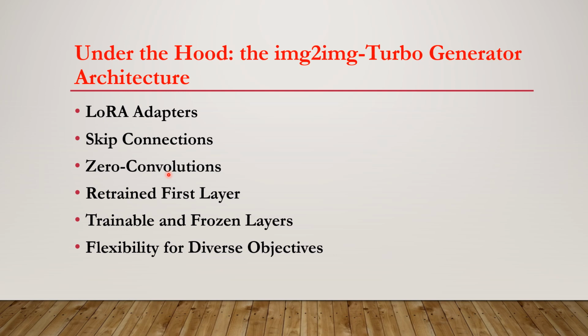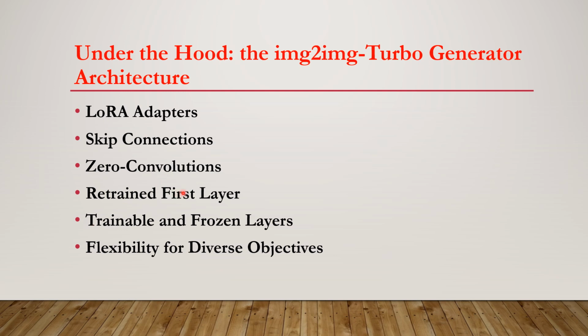Then zero convolutions. Well, convolution layers with weight initialization set to 0 are strategically incorporated into the network. And these layers play a crucial role in introducing new information relevant to the target domain without altering the existing structural features of the input image. For example, a zero convolutional layer might be used to introduce stars into an image when translating from day to night.